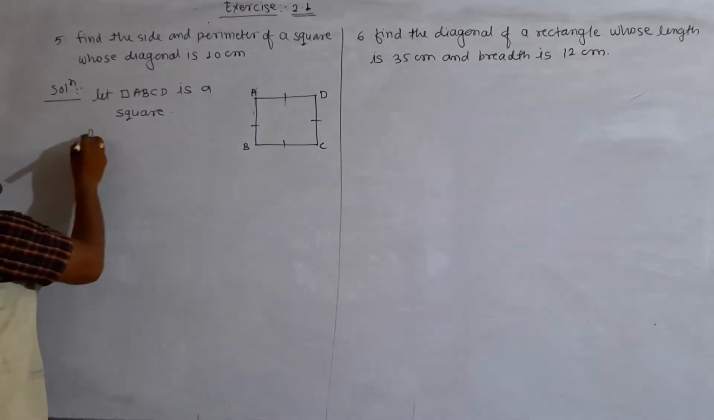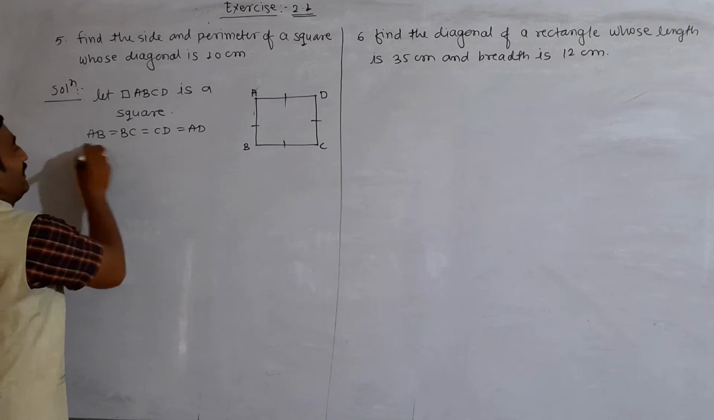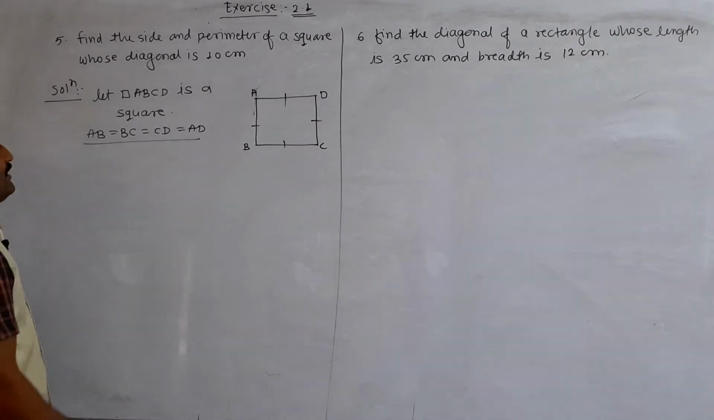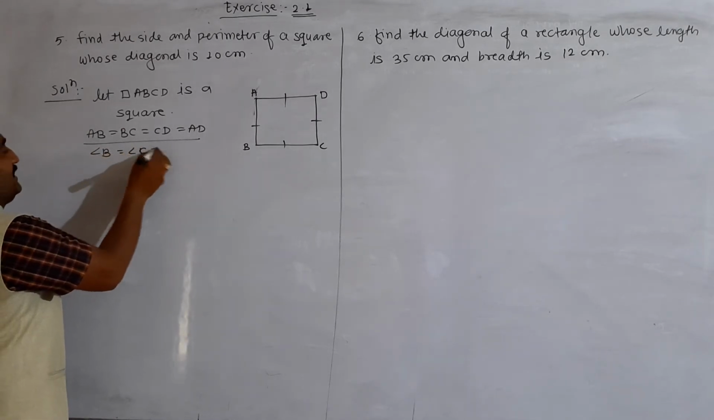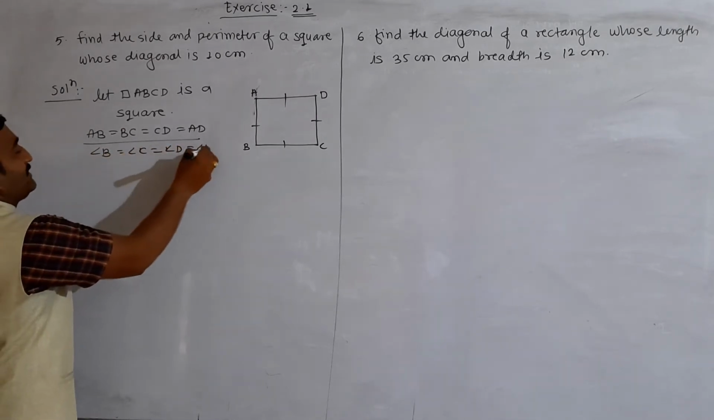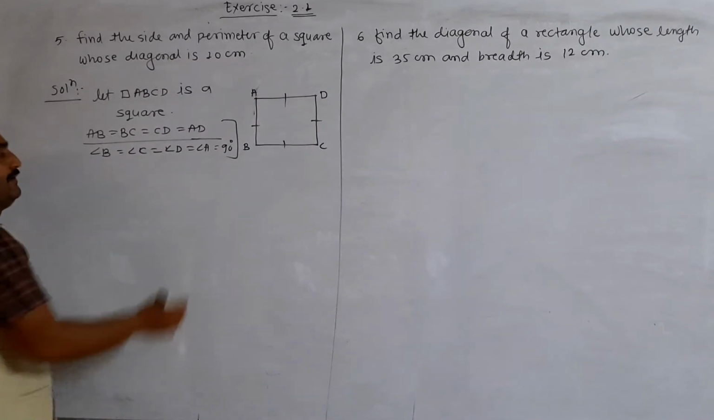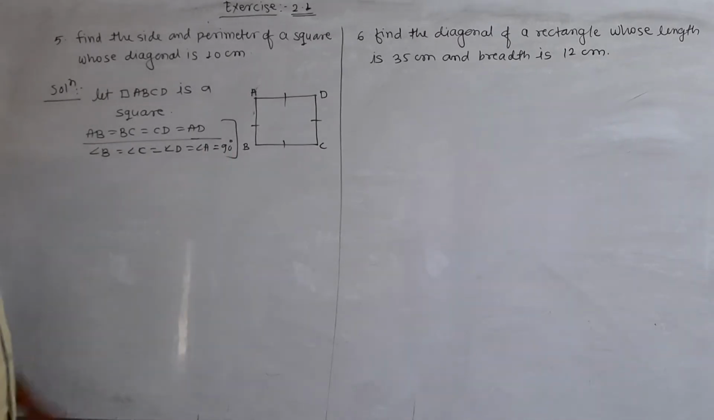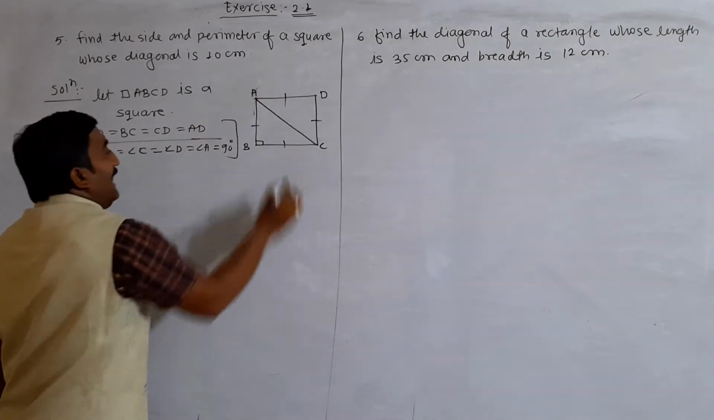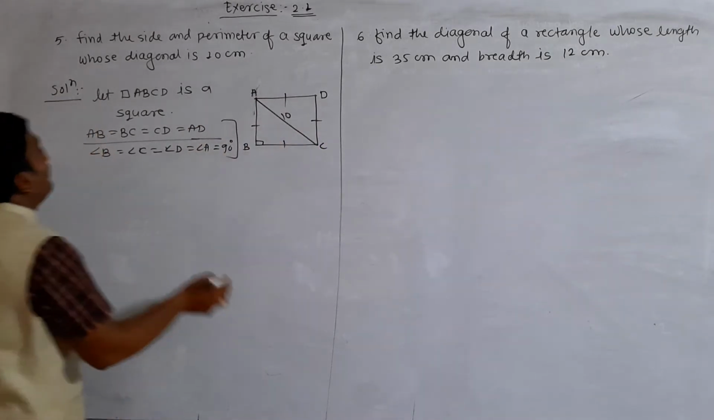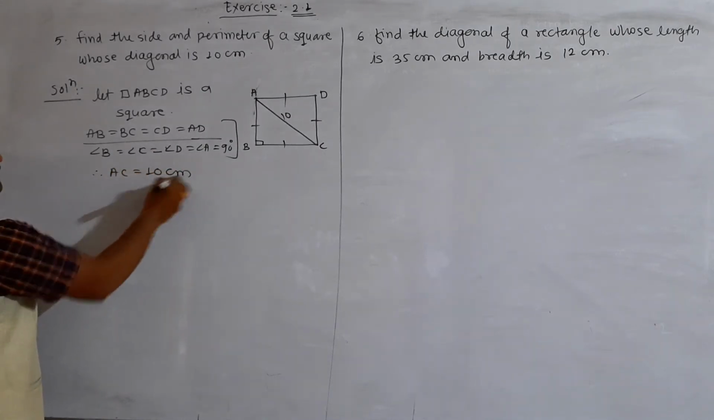It means AB is equal to BC is equal to CD is equal to AD. All sides are congruent. And then angle B is equal to angle C is equal to angle D is equal to angle A is equal to 90 degrees. This is the property of a square. All angles are right angles. And we are given here diagonal AC is equal to 10. So AC is equal to 10 centimeter.